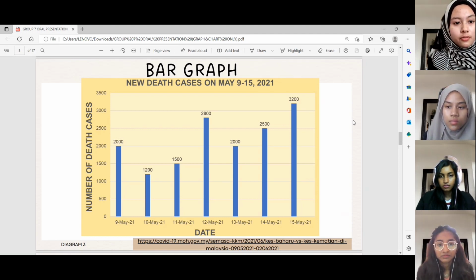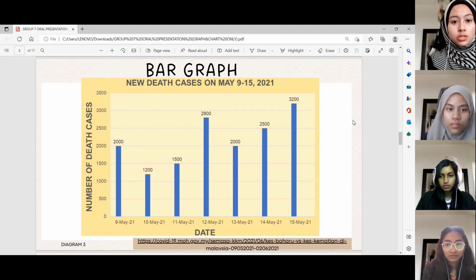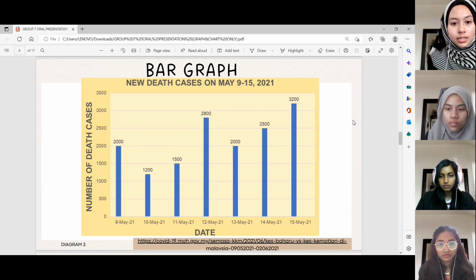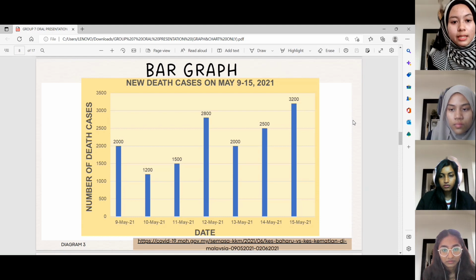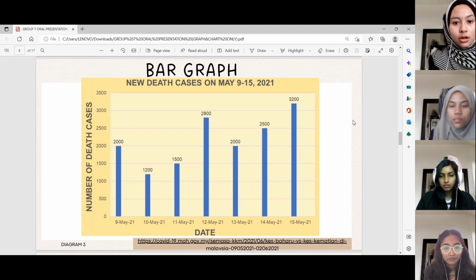For features, first variables, it can be clearly seen that there were 3,200 cases on 15 May, 2,800 cases on 12 May, then 2,500 cases on 14 May. Next, 2,000 cases occurred on 9 May and 13 May, 1,500 cases on 11 May, and only 1,200 cases were reported on 10 May.